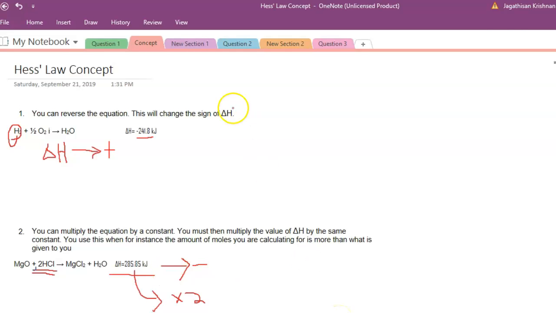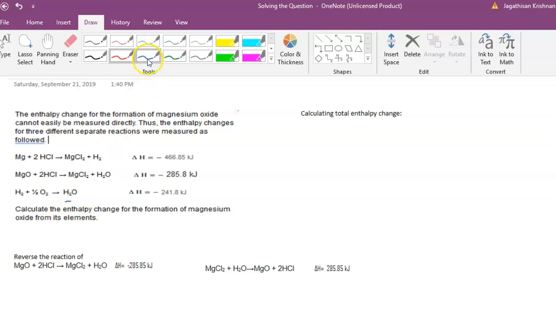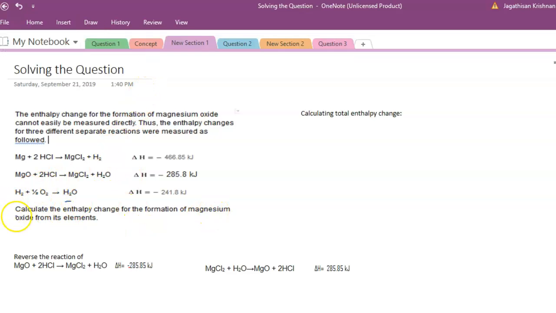Now let's solve the question. So now we're trying to calculate the enthalpy change for the formation of magnesium oxide. It's here. So first we need to get magnesium chloride and water. In the first equation here, we're forming magnesium chloride and we only need 1 mole for it. So it's direct. We just take this value and we use that. We don't have to change the signs because we're not reversing any equation, and we only need 1 mole here.